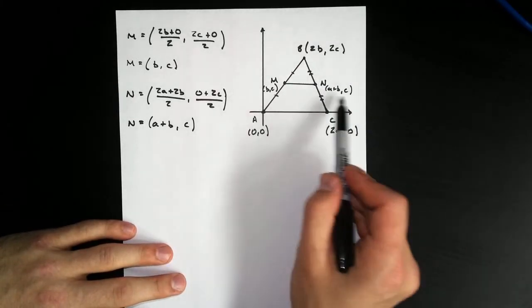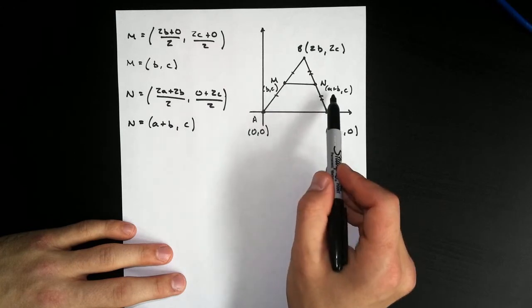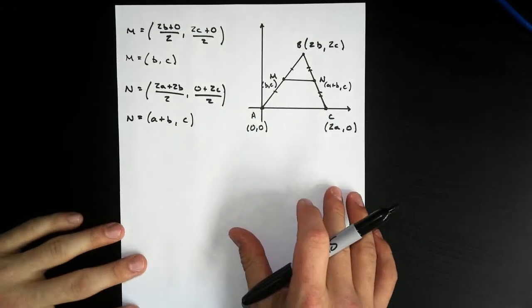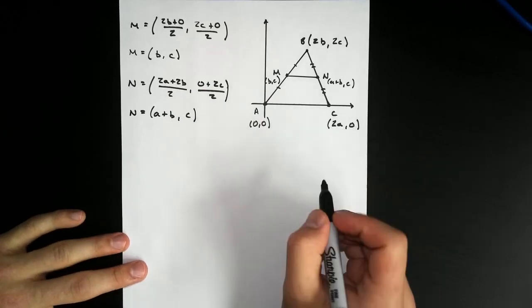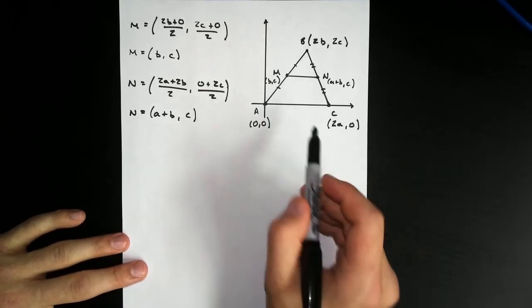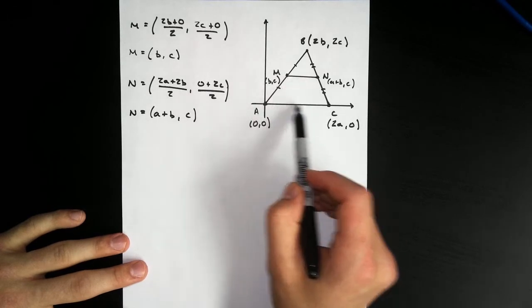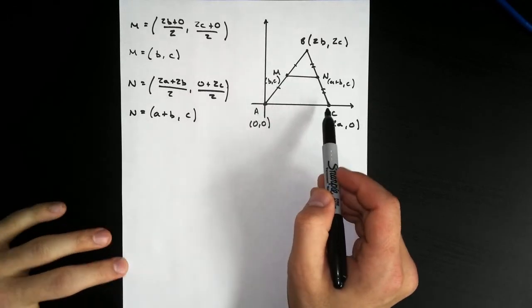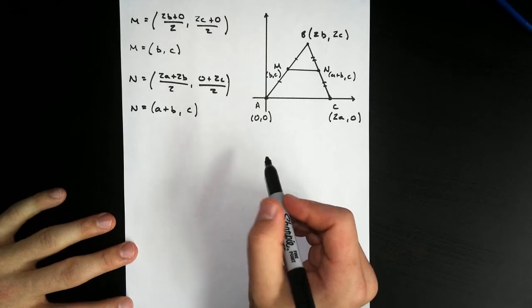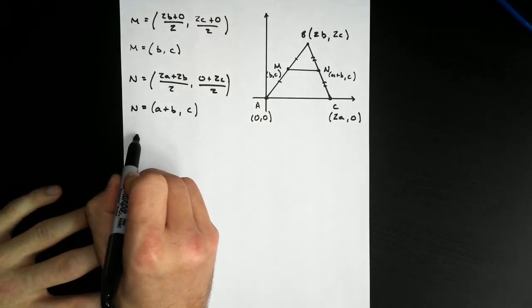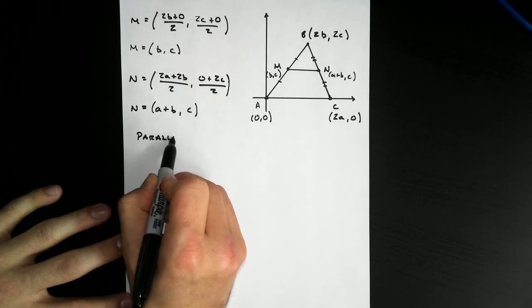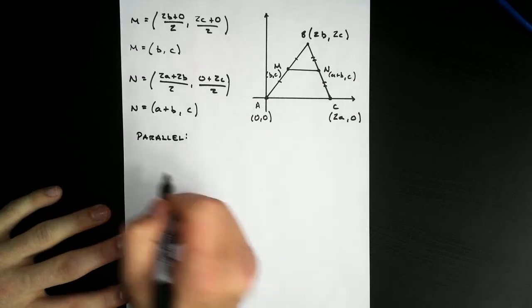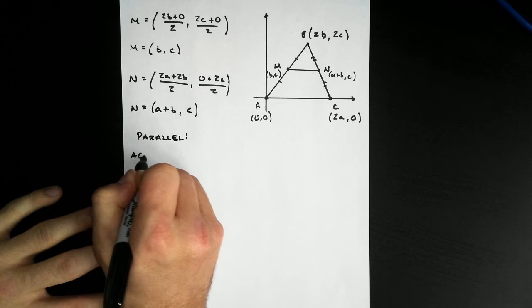Okay, so now that we got coordinates for m and n, we can start to justify our two properties here. Let's start with the fact that it is parallel. The easiest way to justify that these are parallel is to show that they have the same slope. So we're going to do the slope. Let's start with AC.